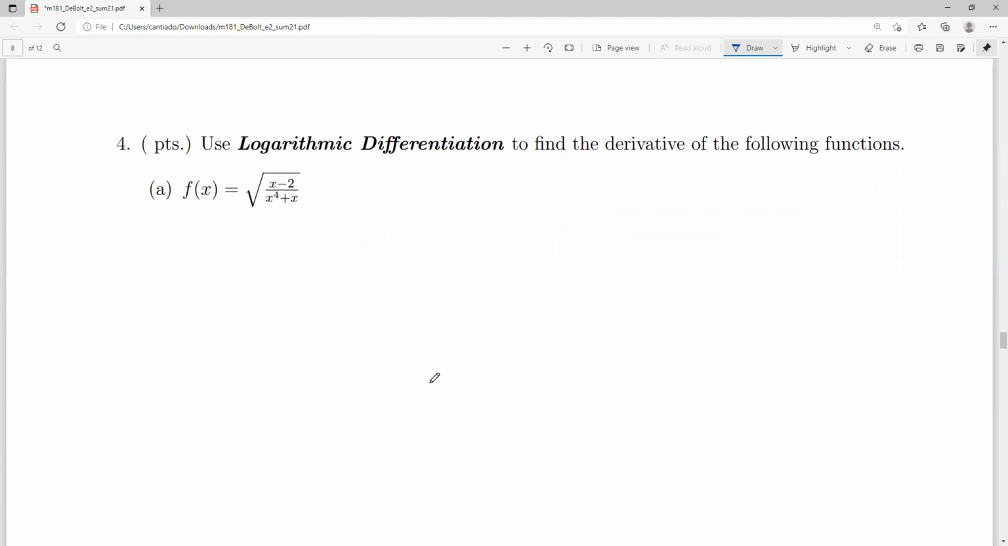So we're doing logarithmic differentiation. The strategy here is taking the ln of the function, and then from there you can take the derivative of this to find the derivative of f(x), right? So taking the natural log of f(x), that's the natural log of this whole thing, the square root of (x minus 2) over (x to the 4th plus x). Let's rewrite this so that instead of a square root, we write it as a power. So we have the ln of (x minus 2) over (x to the 4th plus x), all of that to the power of 1/2.